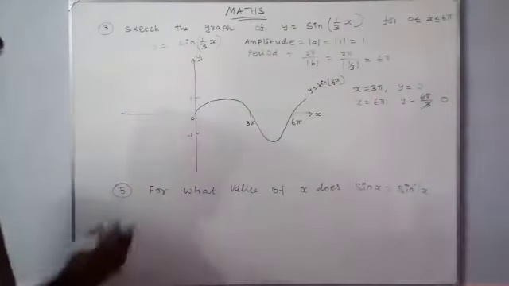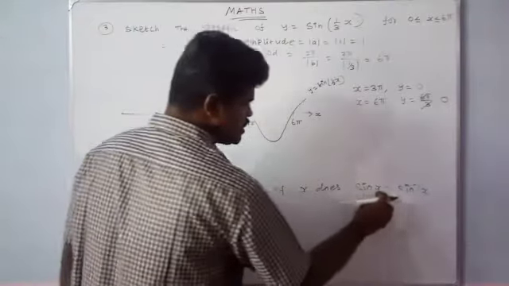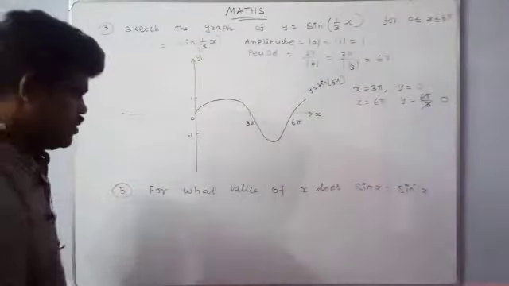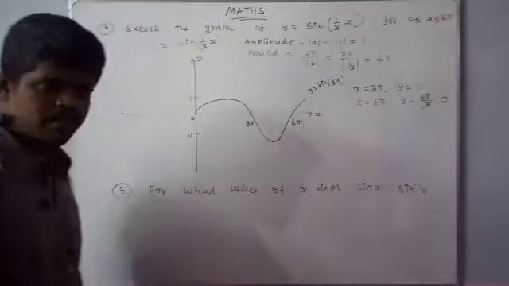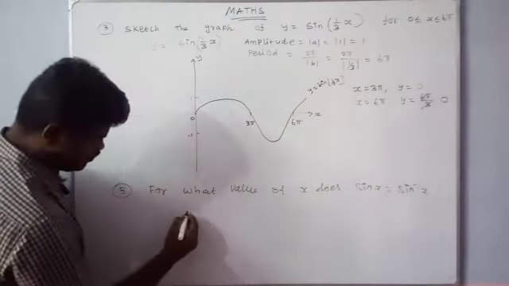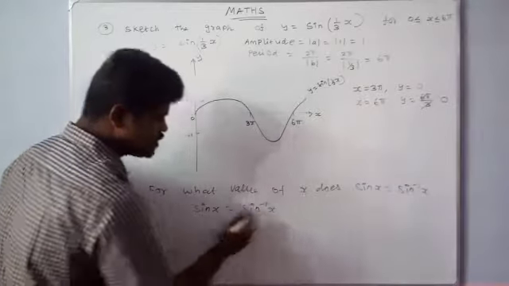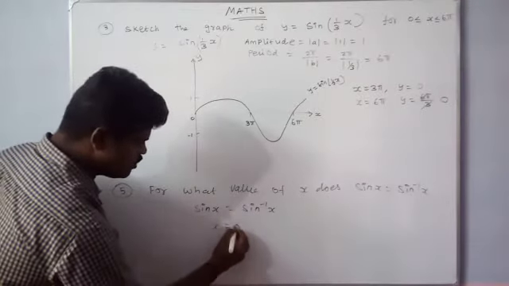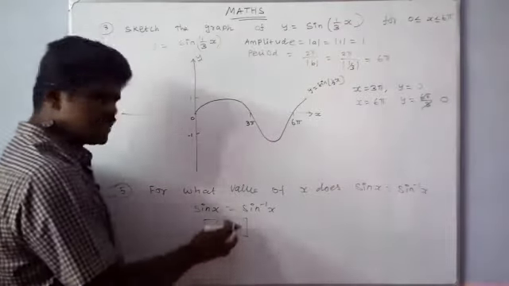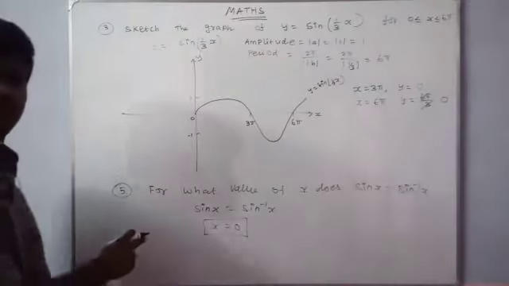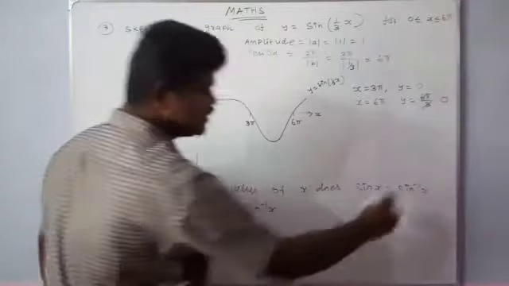Okay, right. And question number 5. For what value of x does sin x equal sin inverse x? Which angle gives the same value of sin x and sin inverse x? Clearly we can write 0. Sin x and sin inverse x are the same for x equal to 0. So the sin x graph and sin inverse x graph also intersect at 0. Okay, right. 0 is the value where sin x equals sin inverse x.